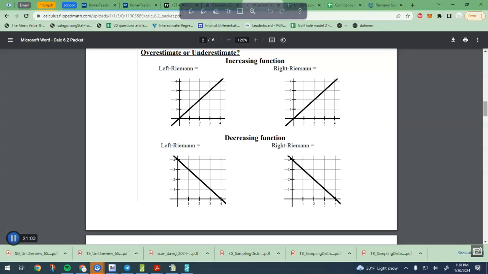So left Riemann, if it's an increasing function, the left-hand endpoint is going to be lower than the right-hand endpoint because that's what increasing means. It gets bigger. So if we're lower over here, are we overestimating or underestimating? Underestimating. The right hand would be the opposite. So that's over.